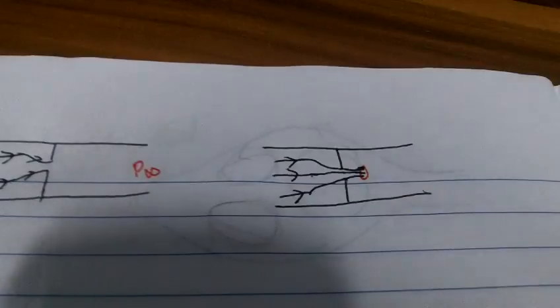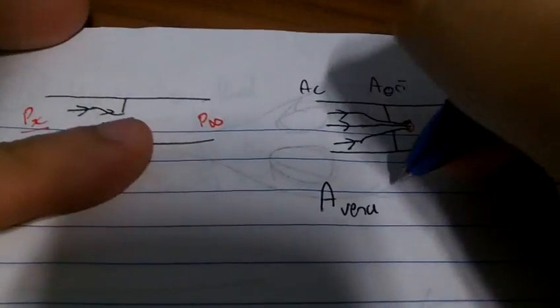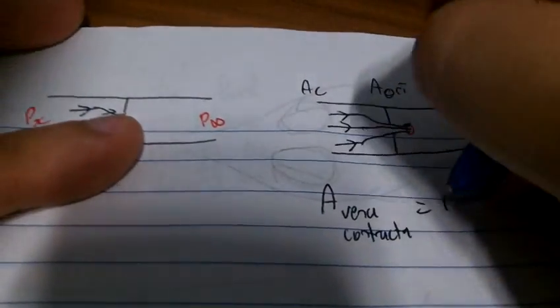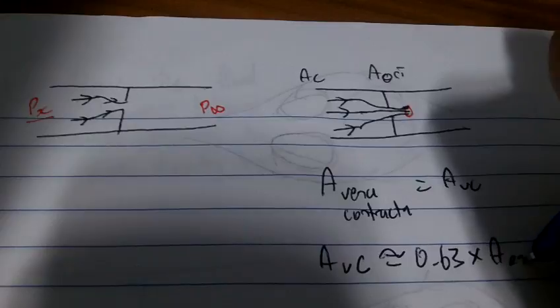And take note, this is actually a sharp orifice plate. So due to the momentum of the fluid, the streamlines will actually converge even more a little bit after the orifice plate into what we call the vena contracta, which is over here. We are given an area A orifice, and this is the vena contracta area, or we just call it AVC. This AVC is actually about 0.63 times A orifice.